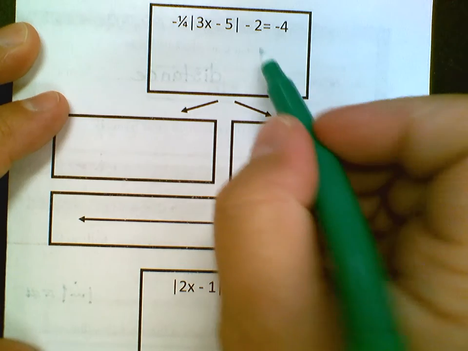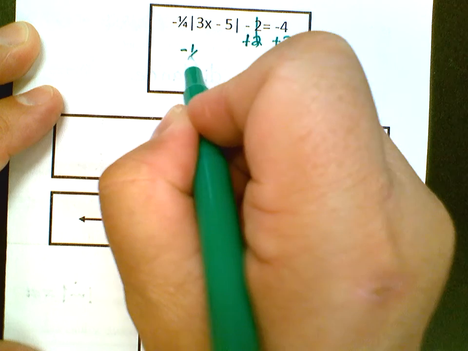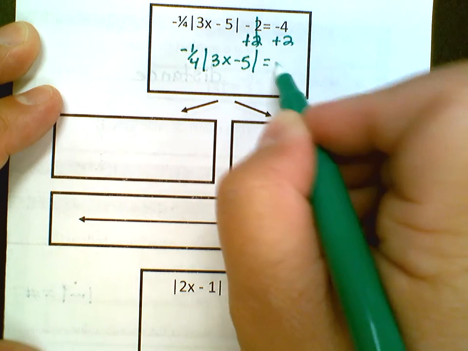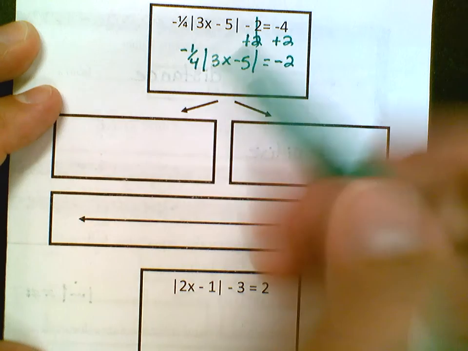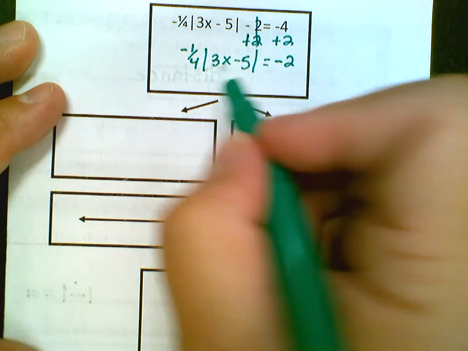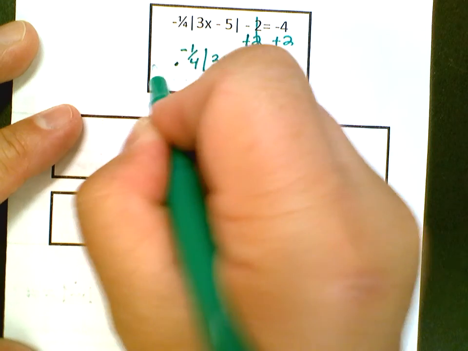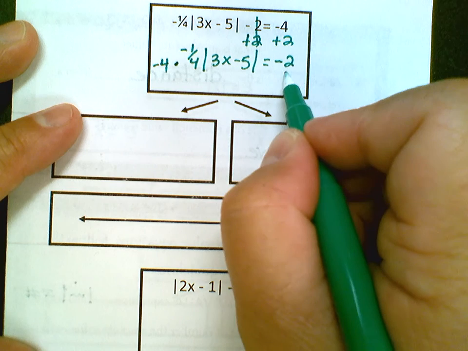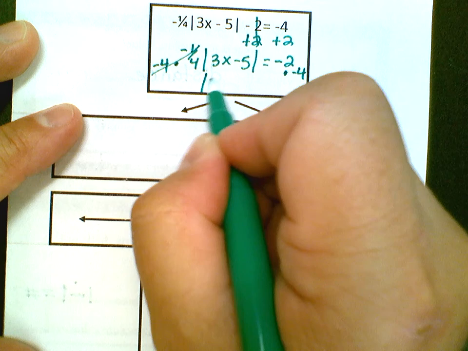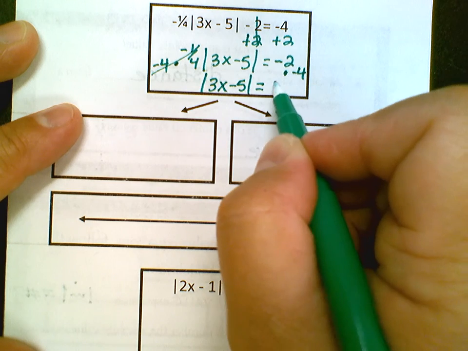Okay, here we are again. We're going to add the 2 to isolate the absolute value. -4 plus 2 is -2. And to get rid of this, I'm going to divide by -1/4, or multiply by -4, however you remember doing it. Because of the keep change flip, I can multiply by -4, and that will equal 1. Multiplied by -4 over here, I have the absolute value of 3x minus 5 equals -2 times -4, which is 8.